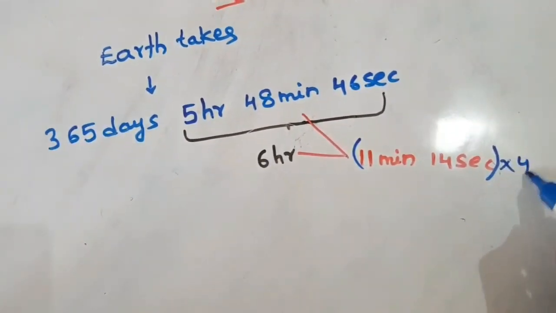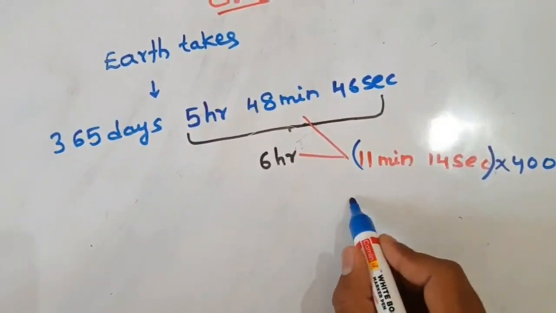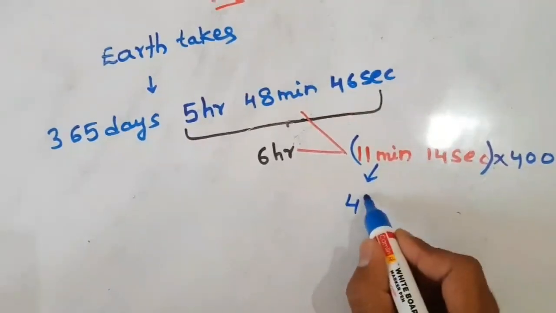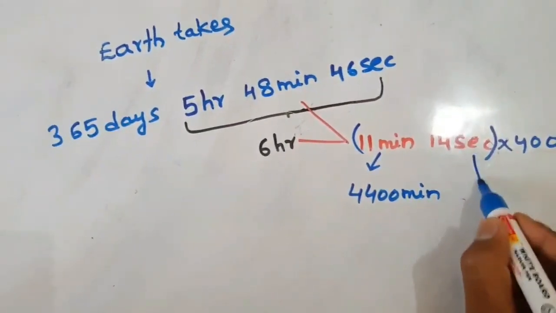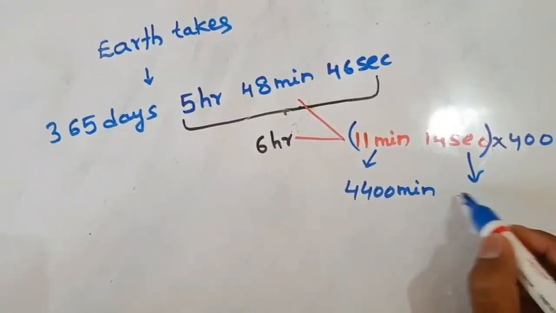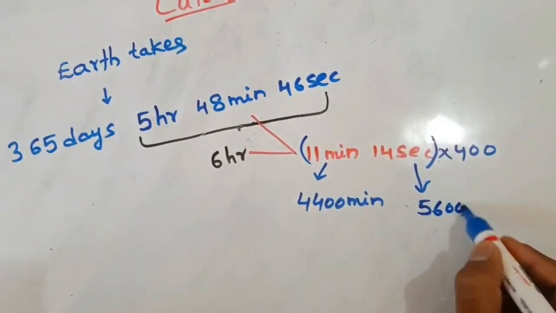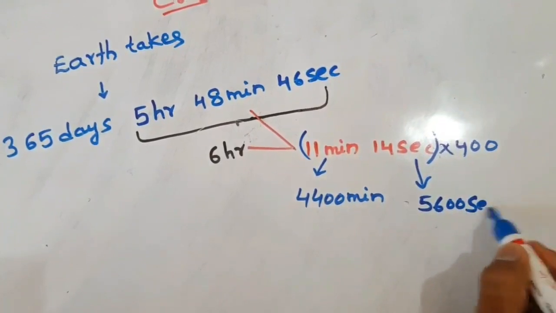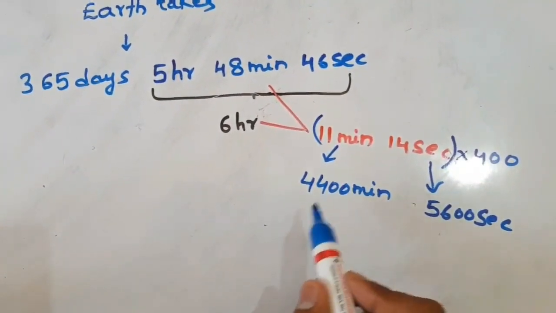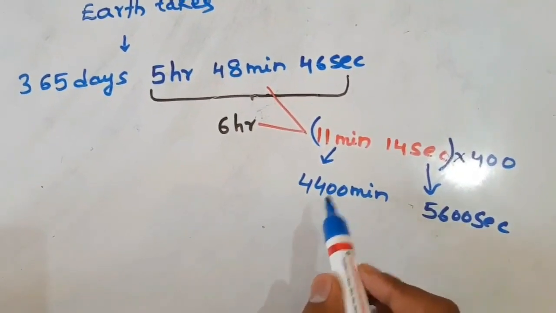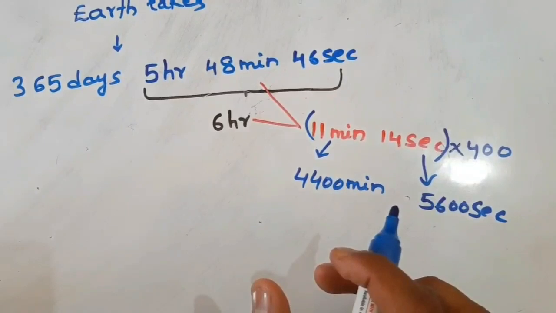If I multiply with 400, 11 into 400 means 4400 minutes. 14 seconds into 400 means 5600 seconds. Now I want to convert this 4400 minutes into hours. How to convert minutes into hours? 1 hour means 60 minutes.